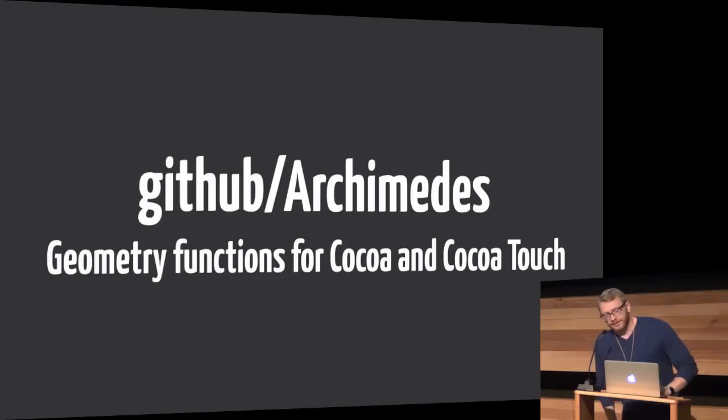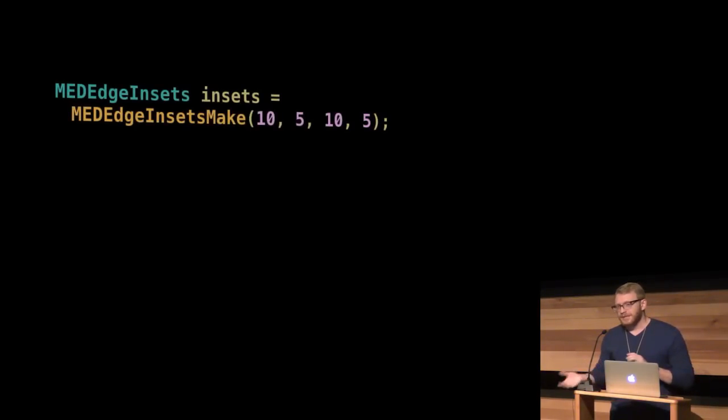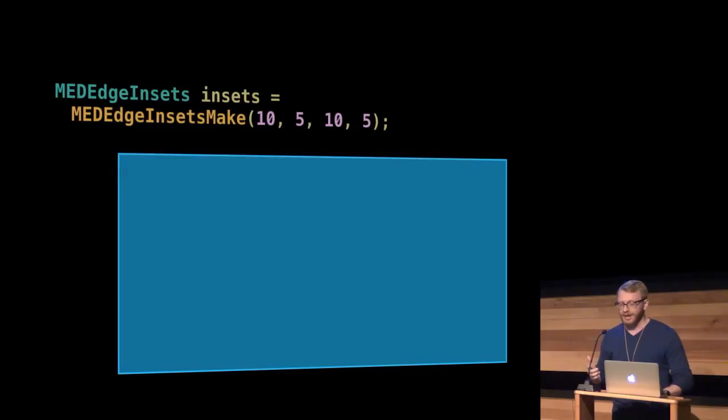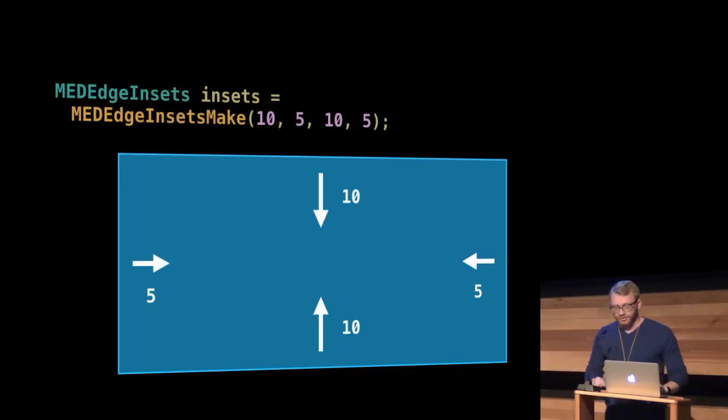So there's a project by GitHub called Archimedes, which provides geometry functions for Cocoa and Cocoa Touch applications. One of the things that it defines is an insets object. What this means is basically you have a view, and this is kind of like padding in CSS. You have, in this case, 10 from the top, 5 from the left, 10 from the bottom, and 5 from the right. It's a convenient construct.